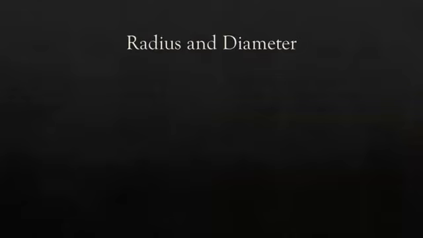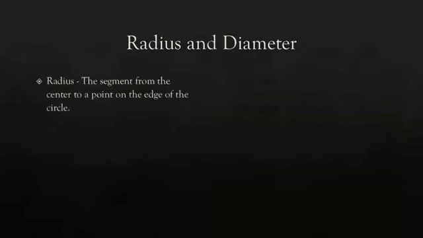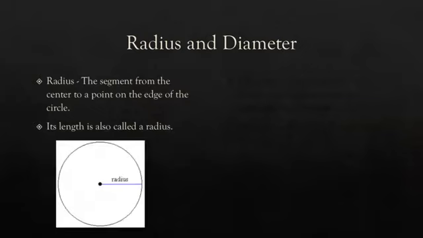So what are the radius and diameter? The radius is the segment from the center to a point on the edge of the circle. We will also sometimes call its length a radius. That distance is the radius on the circle. Here's a picture of a radius. It's from the center out, so it's really only half the distance across the entire circle.